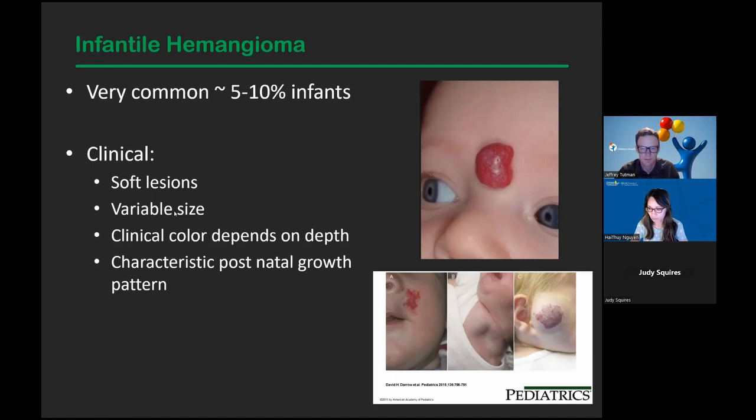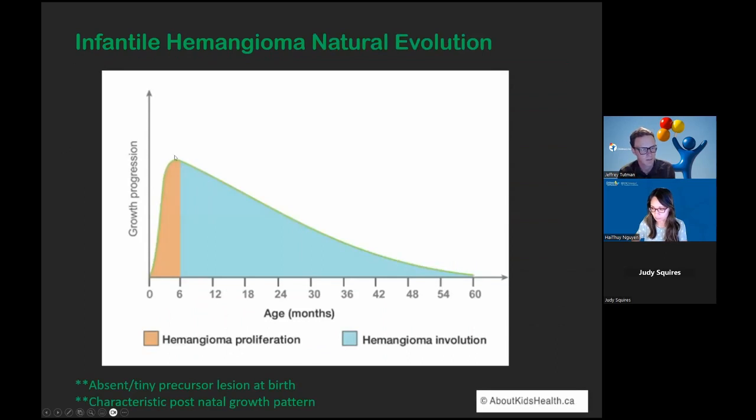What we need to understand is that the color really depends on the depth. The more superficial it is, the more red it is, and as it gets deeper, it can get a more blue color, and if it's even deeper, sometimes there's no clinical color discoloration, so don't concentrate on the color. What's key clinically is that it has a characteristic postnatal growth pattern. Basically, it really shouldn't be present at birth. Sometimes there's a tiny dot, like I take a Sharpie pen, it's a tiny dot, but classically, the description is not there at birth.